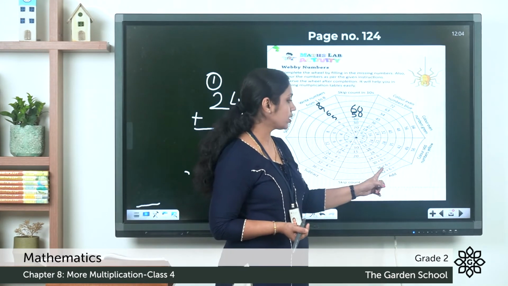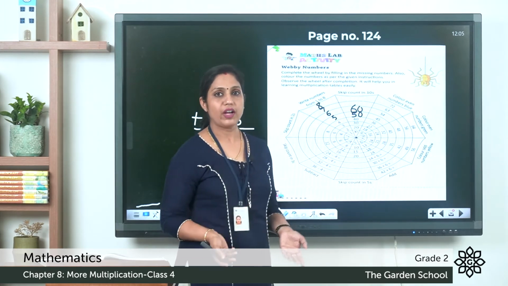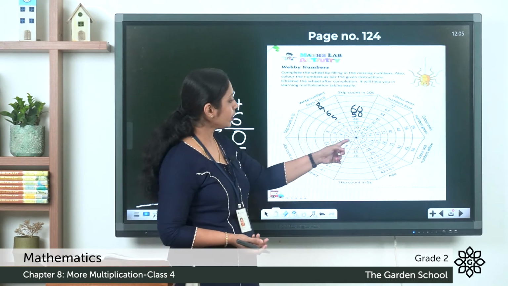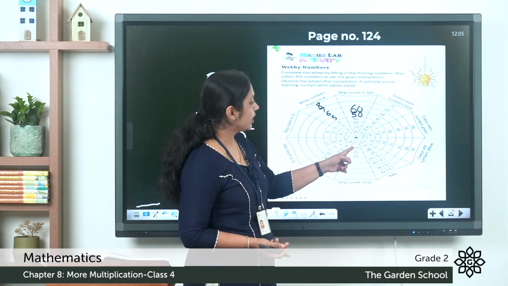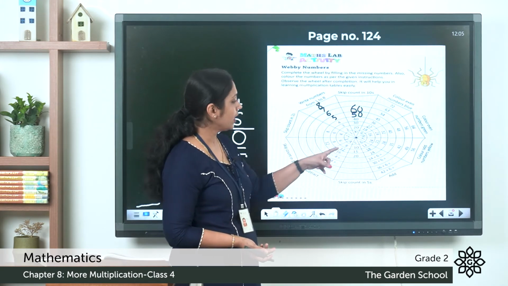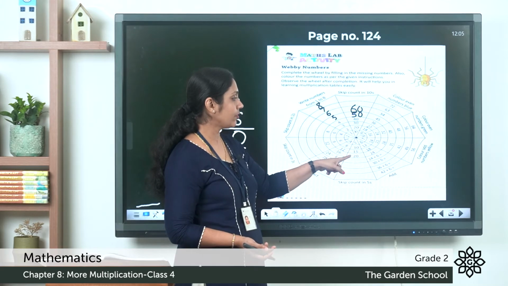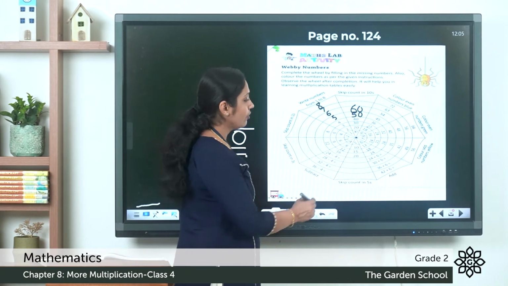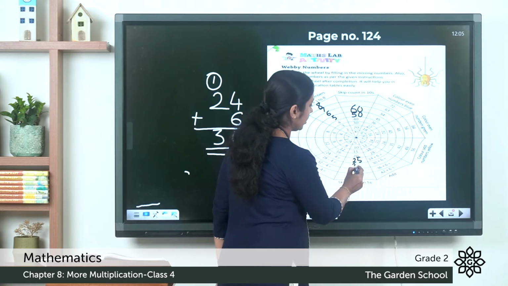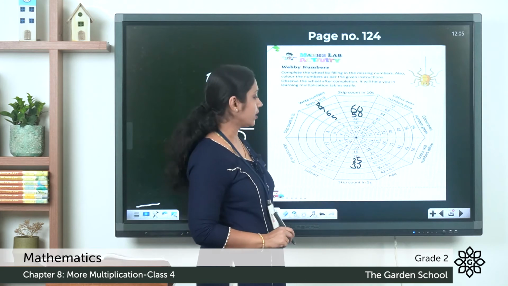So this box is to add. Next, skip count in fives. So here you have to use the table of 5. 5, 10, 15, 20 has been given. So which is the next number? Let's see. 5 ones are 5, 5 twos are 10, 5 threes are 15, 5 fours are 20, 5 fives are 25, 5 sixes are 30. Similarly, learn the table of 5 and you can complete this.